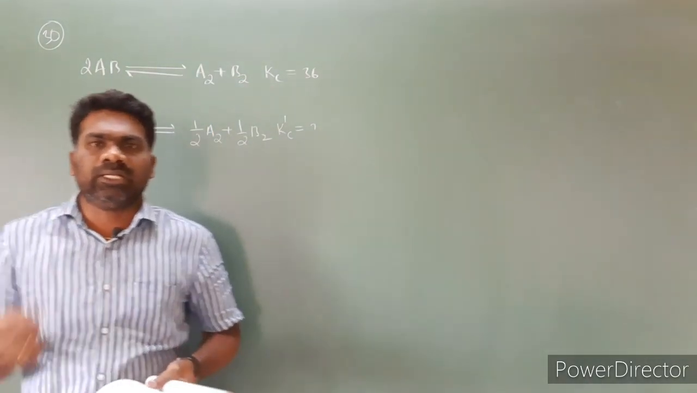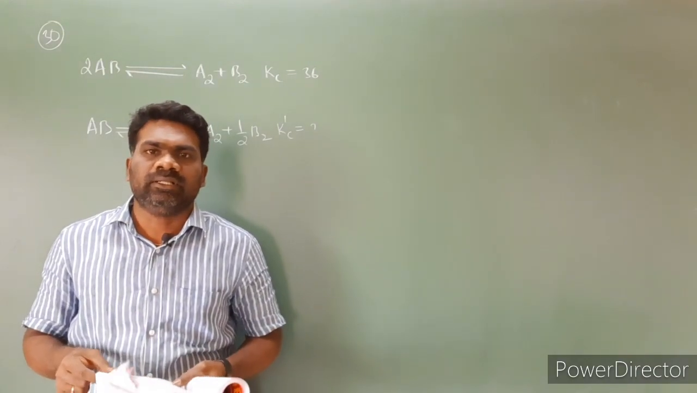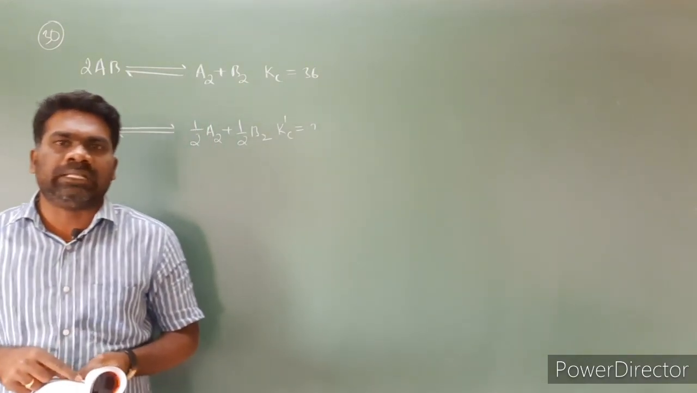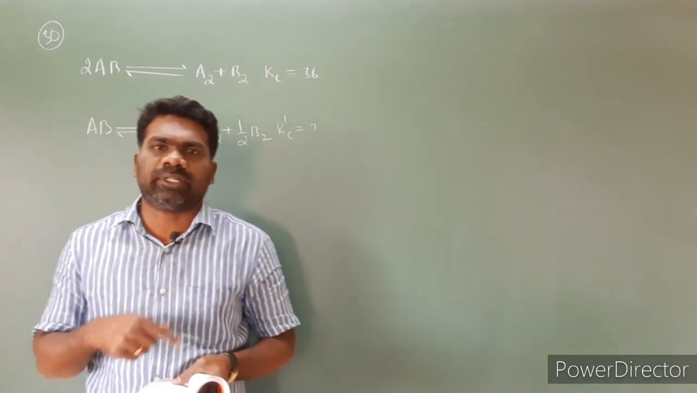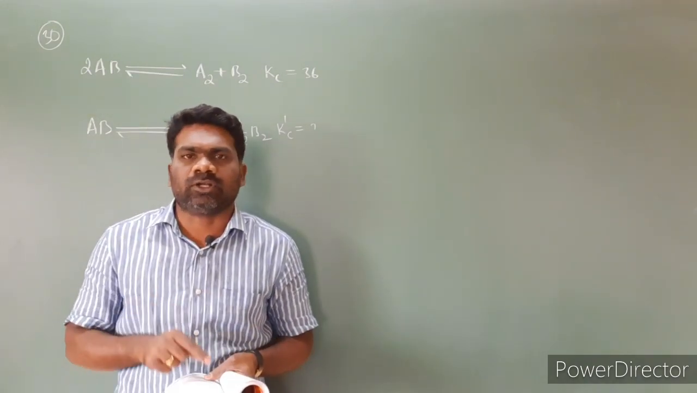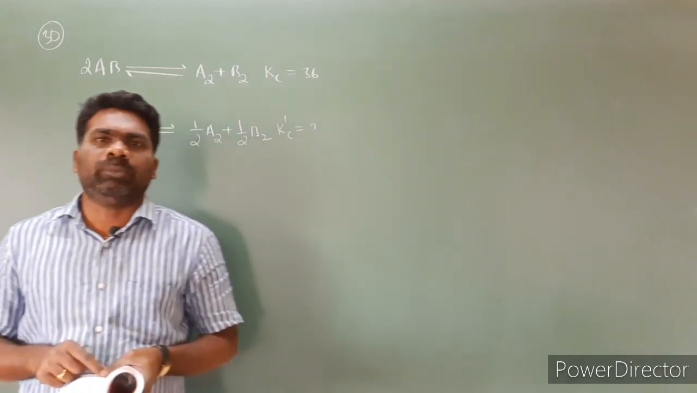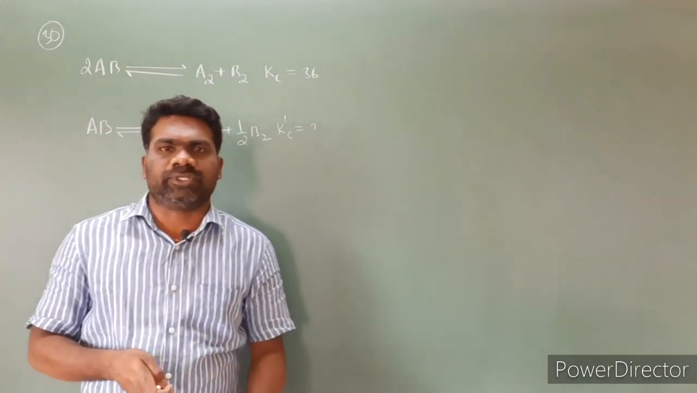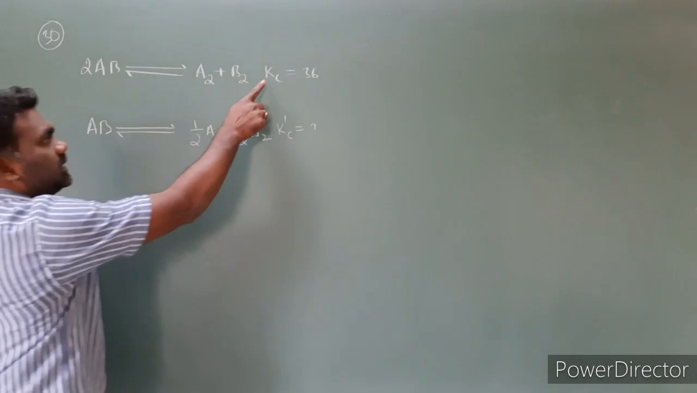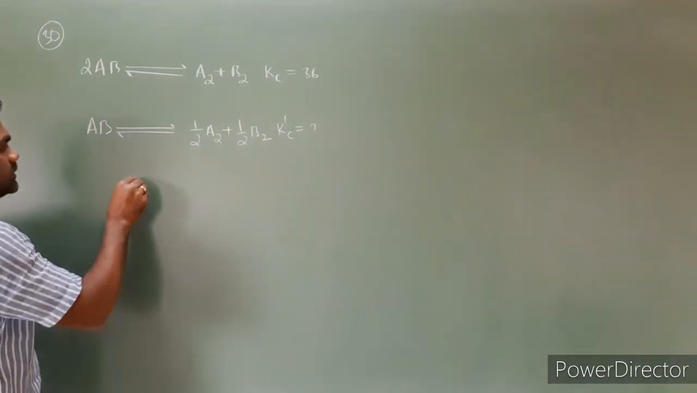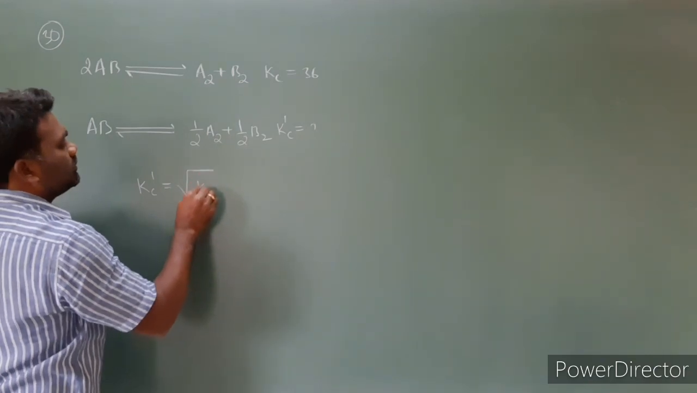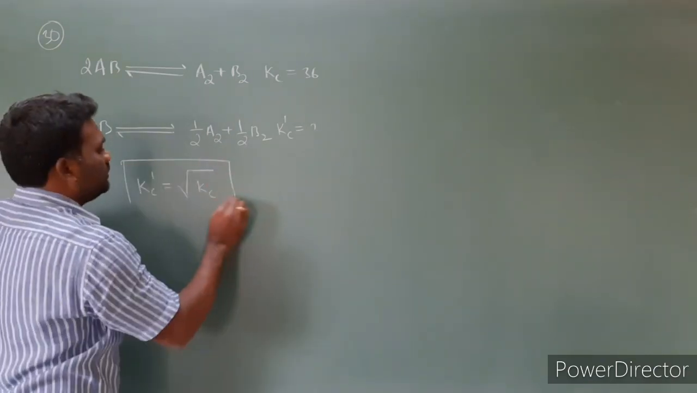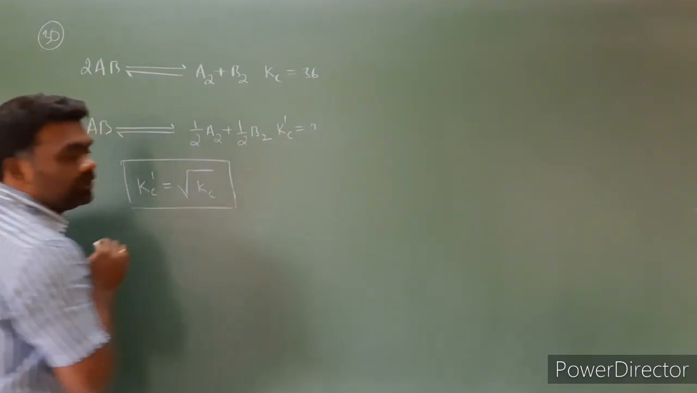You learned the characteristics of equilibrium constant. The value of equilibrium constant depends on temperature. The second one is it depends upon the mode of representation of a chemical equation. The third one, it depends upon the stoichiometric representation of a chemical equation. So here we have to find the relation between Kc and Kc dash. So Kc dash is equal to root Kc. This is the formula we have to use.